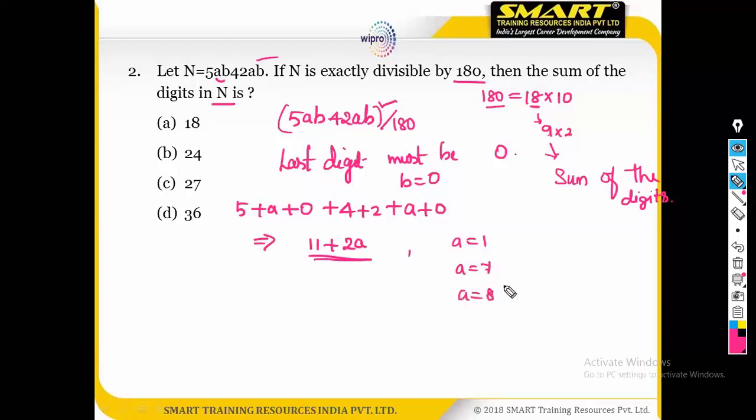So a is equal to 8. If I choose a is equal to 8, then it is 2 into 8, 16. So 11 plus 16 is equal to 27. So guys, this is a multiple of 9. We have got this value since we have taken a is equal to 8. Therefore we can conclude a is equal to 8 and b is equal to 0. Here we don't even need to substitute, right? Because we have already found the sum. It is 27. Therefore the answer is option C, 27.